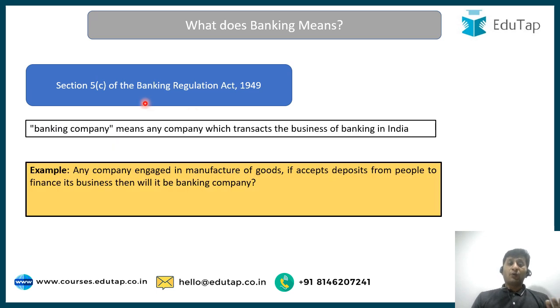Now, what does banking company mean? This is defined in section 5C of the Banking Regulation Act. Banking company means any company which transacts the business of banking. We understood the meaning of banking in the previous slide. Now banking company means any company which transacts the business of banking as defined earlier. That would be called a banking company. It is defined in section 5C of the Banking Regulation Act.